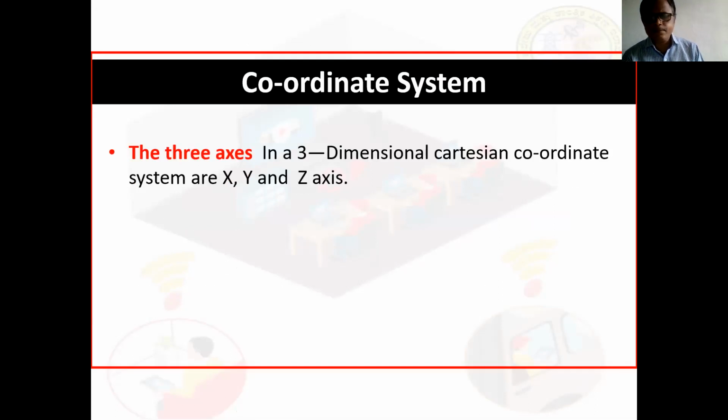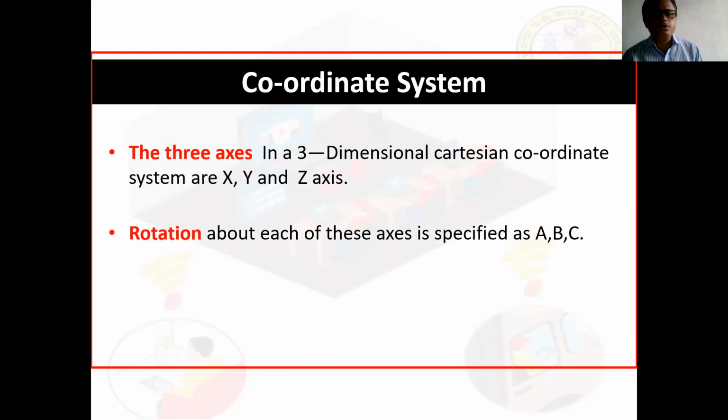Basically, there are three axes in a three-dimensional Cartesian coordinate system, and they are X, Y, and Z axis. You need to understand which one is X axis, which one is Y axis, which one is Z axis. Without the knowledge of these three axes, it is difficult to write programs and also difficult to understand the written programs. Apart from those three axes, there are also rotational axes, that is rotation about each of these axes, which is specified as A, B, and C.